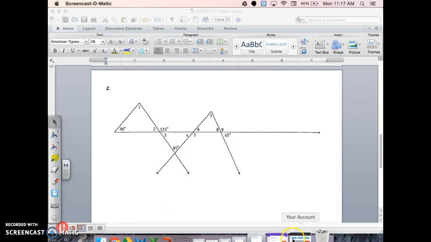So, yeah, that's the end of the isosceles triangle theorem.